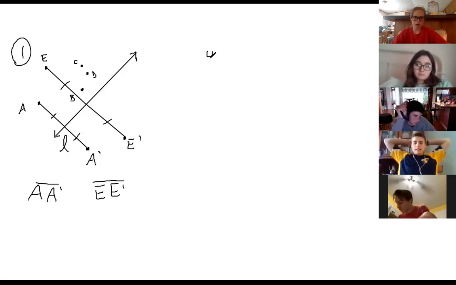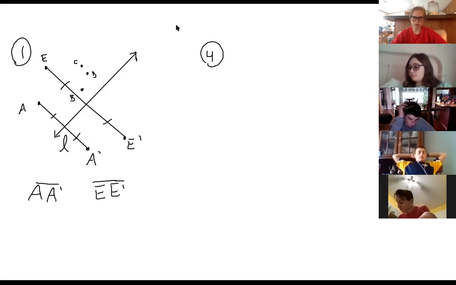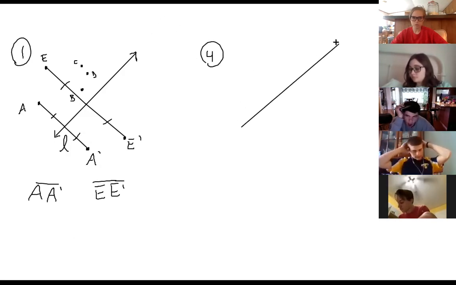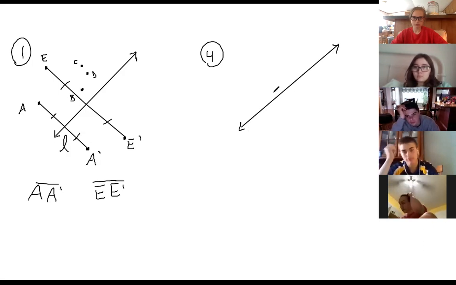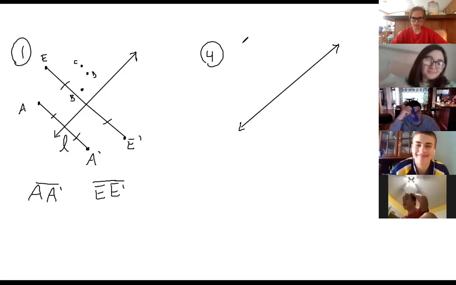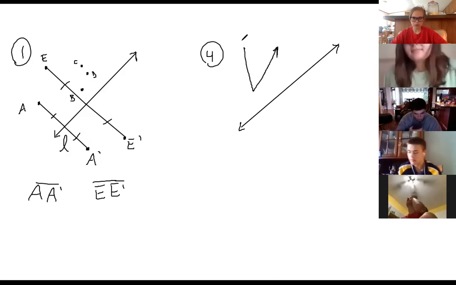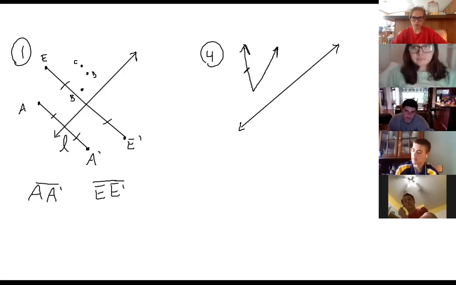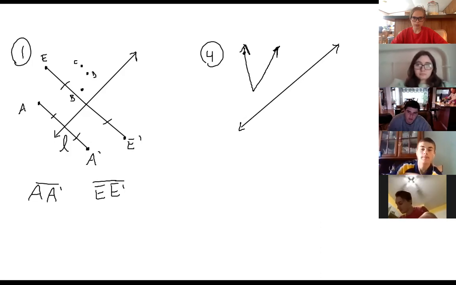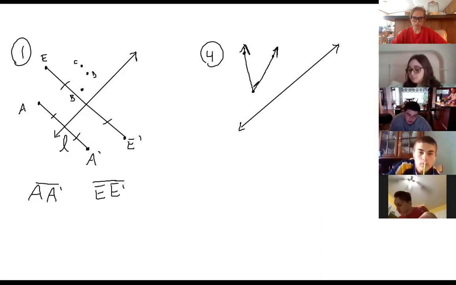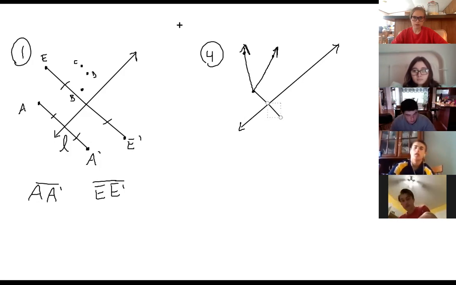Number 4. How would you do it for number 4 then? So here's number 4. Well, an angle is made up of 3 points, correct? So draw a perpendicular bisector from the vertex to the line. Draw another one there.